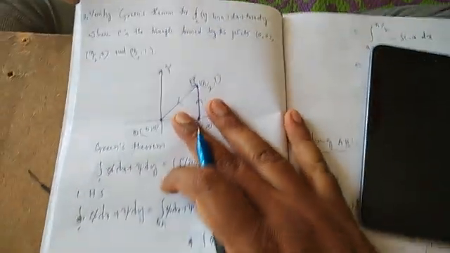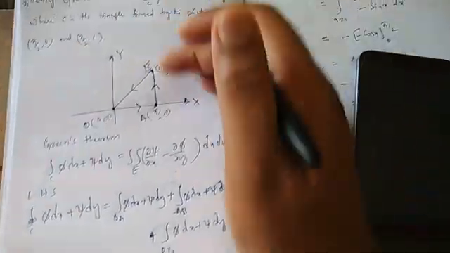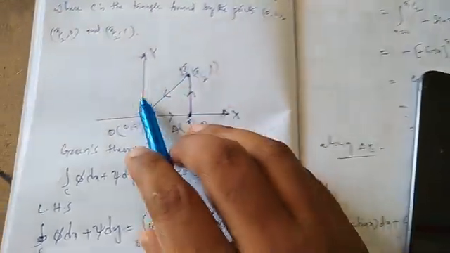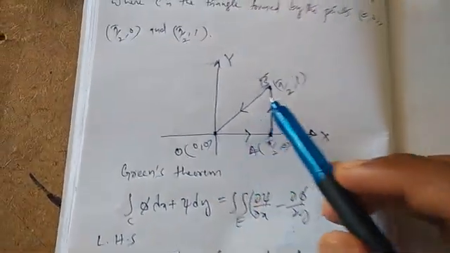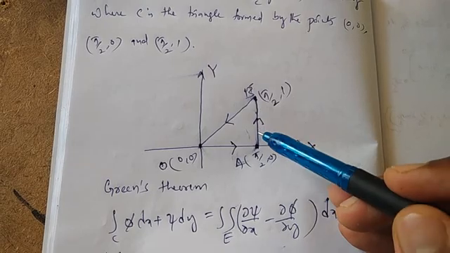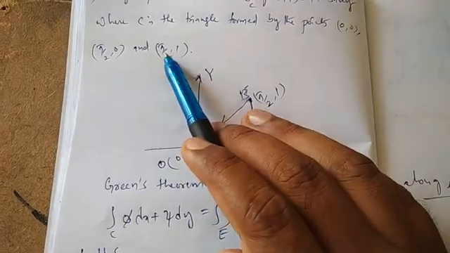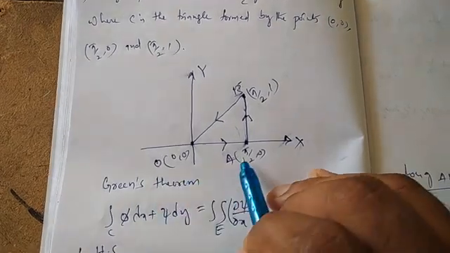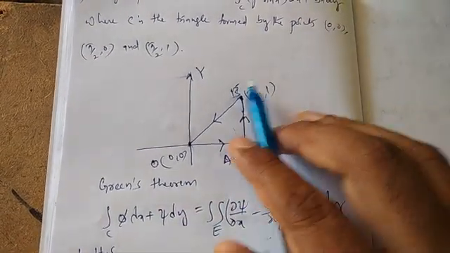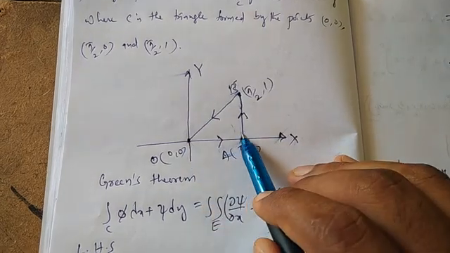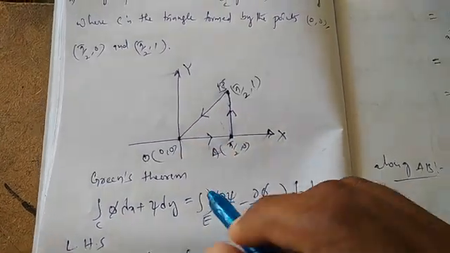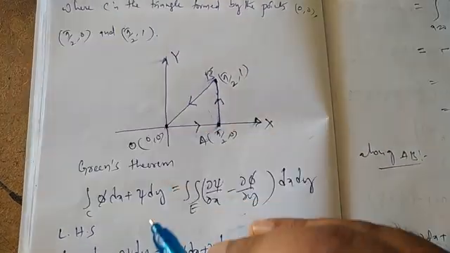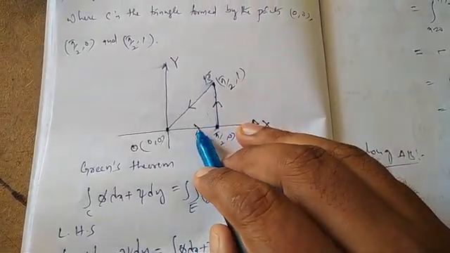Now look at the triangle shape. How are we going to get it using these 3 points? First (0, 0), next (pi by 2, 0), and then (pi by 2, 1). Let the origin (0, 0) be O, (pi by 2, 0) be A, and (pi by 2, 1) be B. Connect all 3 points and you get a triangle. I take an anti-clockwise sense here to get the line integration, that's why I put a mark like this.